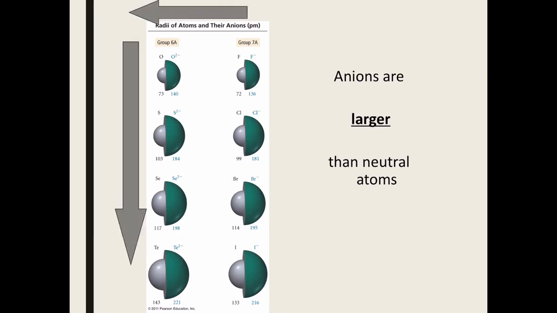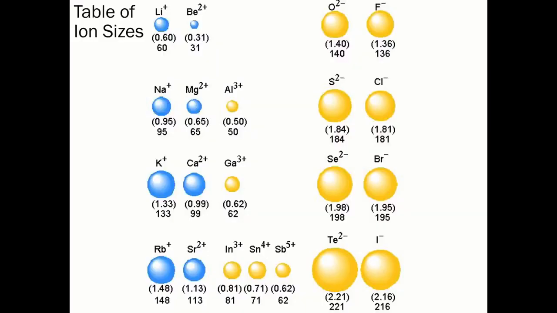I know it's hard to tell in the picture, but you can look at the numbers here. The fact that oxygen gained 2 electrons made it bigger than fluorine only gaining 1. Not as big of a jump for all of these, but still, the more electrons they gain, the larger they will become. So here's another diagram of ion sizes. If we look at the cations on the left, remember the more electrons they lose, the smaller they are. For the anions on the right, the more electrons they gain, the bigger they are.